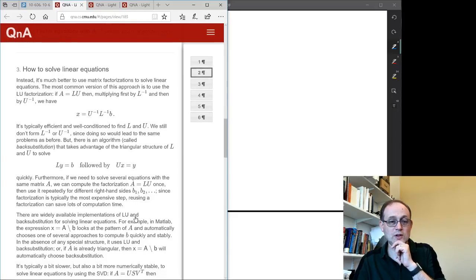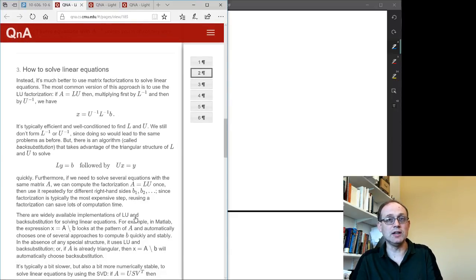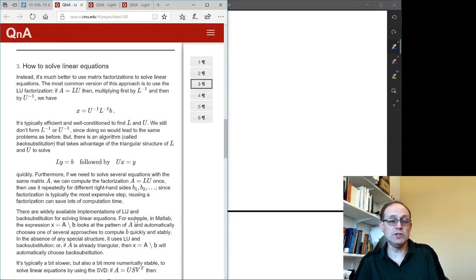All right, so how should you solve it if you don't want to compute an inverse? The way we'll do it is with matrix factorizations. So if we have, for example, an LU factorization, A equals LU, we can multiply first by L inverse and then by U inverse and get x equals U inverse L inverse b.